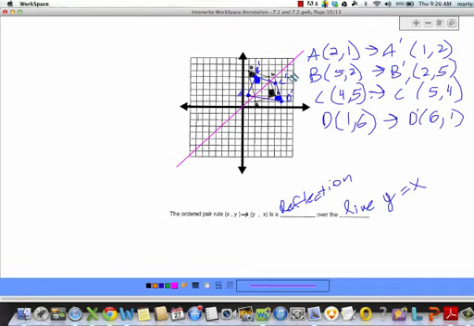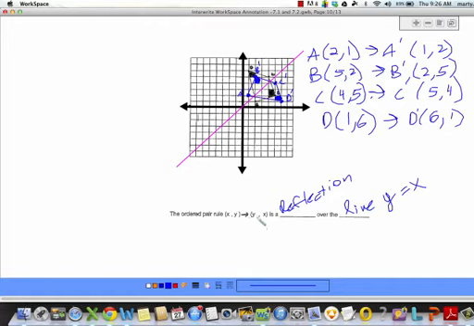That's going through the points 1, 1, 2, 2, 3, 3, 4, 4, 5, 5, 6, 6. And now you can see reflection. Each pre-image and image point will be perpendicular bisected by the line going through it. And if you take a look at A and A prime, B and B prime, you can see that they're going to be on the same side of that line, y equals x.